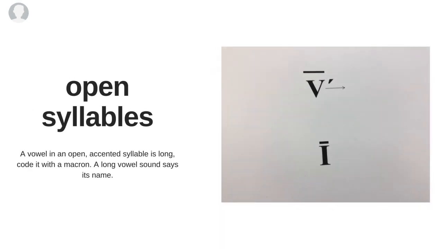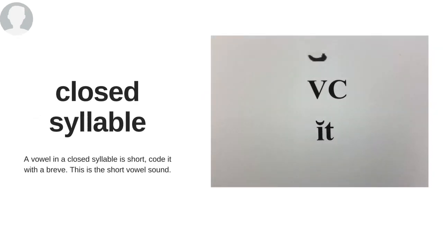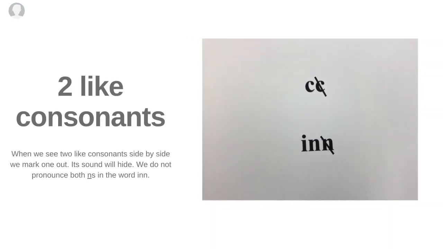Open syllables. A vowel in an open, accented syllable is long, coded with a macron. A long vowel sound says its name. Closed syllable. A vowel in a closed syllable is short, coded with a breve. This is the short vowel sound.